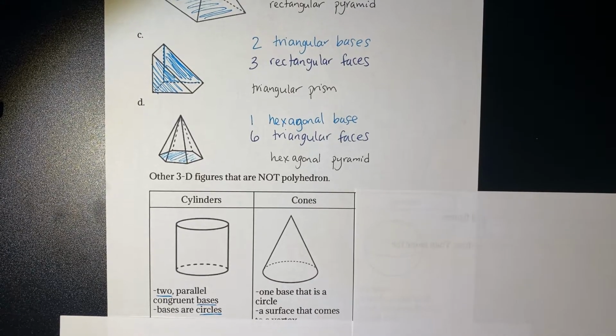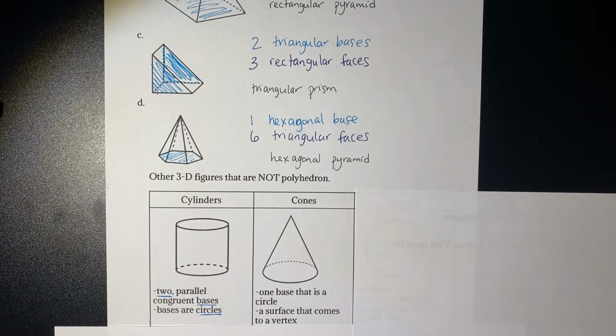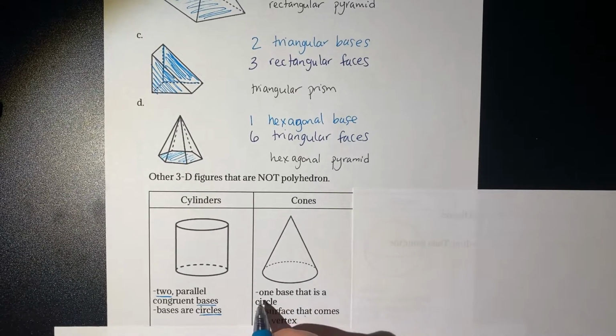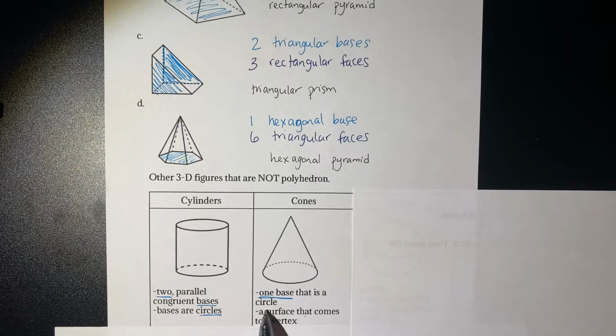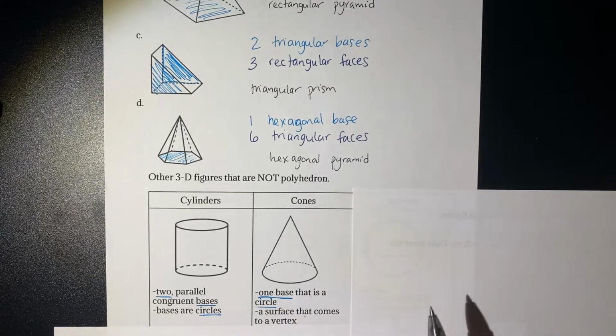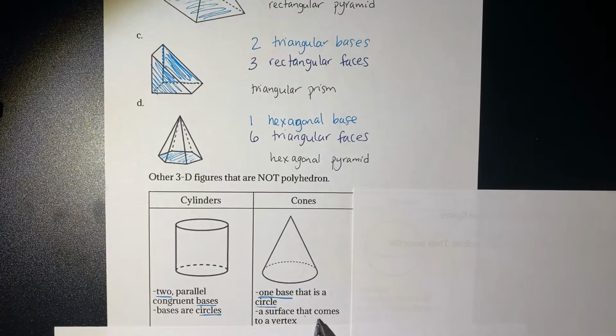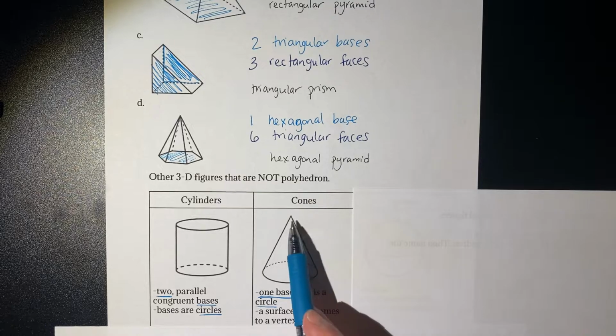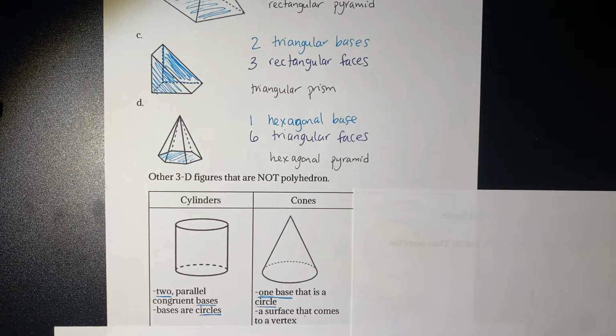The next one is the cones. Cones have 1 base that is a circle and a surface, so the outside part is the surface, and it comes to a vertex. So cones have a point.